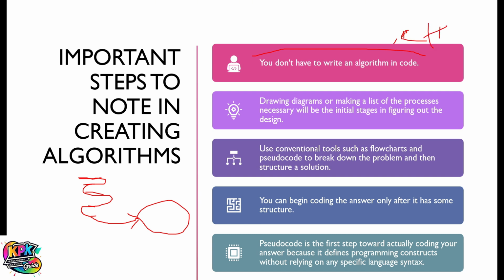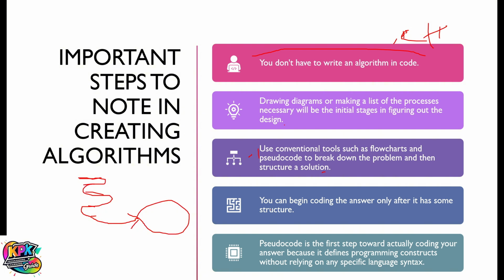You don't do that. Secondly, drawing diagrams or making lists of processes necessary will be the initial stages in figuring out the design of an algorithm. So we'll be looking at it in details. Representation of algorithms, where you see diagrams or images or figures that we use to represent various steps in designing an algorithm. Thirdly, using conventional tools such as flowcharts and pseudocode to break down problems and then structure a solution. So you look at these tools in details, how you would use these tools to break down problems in order to provide a structured solution.